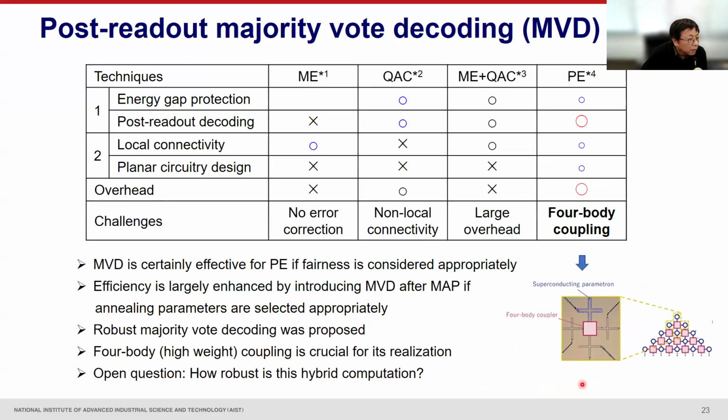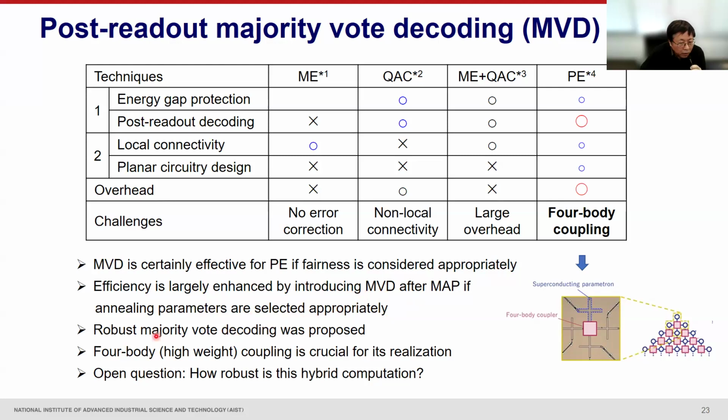Now we want to summarize. We found that majority vote decoding is certainly effective also for parity encoding if fairness is considered appropriately. And efficiency is largely enhanced by introducing majority vote decoding after MAP if annealing parameters are selected appropriately.